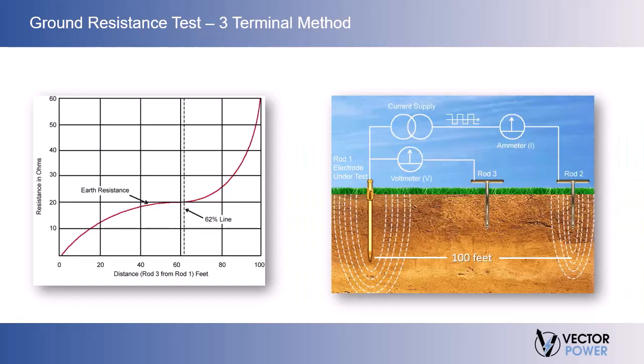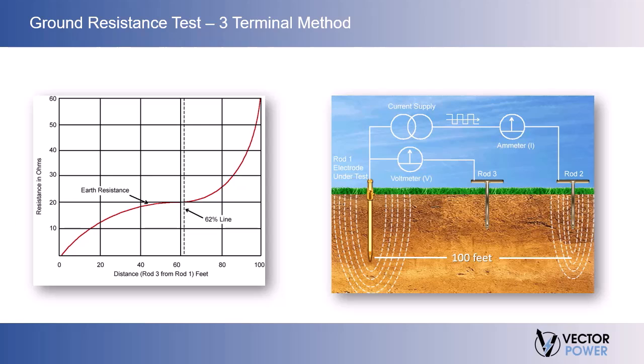A series of resistance values can be plotted against distance to obtain a curve. Note that as rod 3 is moved away from rod 1, the resistance value increases, but the increase gets less and less until the point is reached where the rate of increase becomes so small that it can almost be considered constant. 20 ohms for the example shown.